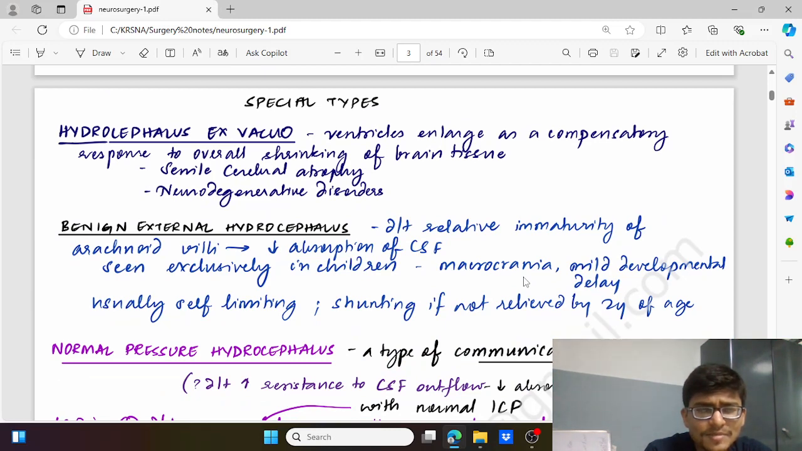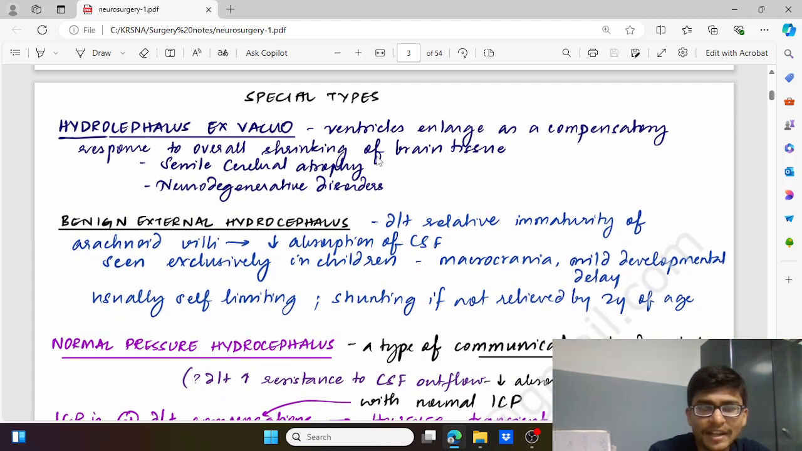Now we'll see some special types of hydrocephalus. That is hydrocephalus ex vacuo, where the ventricles enlarge as a compensatory response to overall shrinking of the brain tissue due to old age, senile cerebral atrophy, or neurodegenerative disorders.